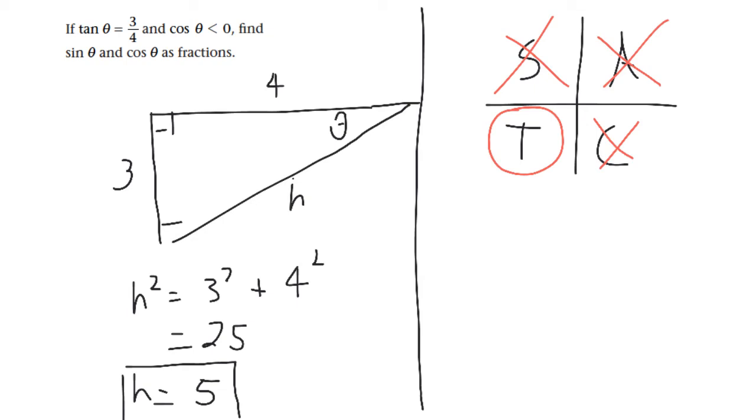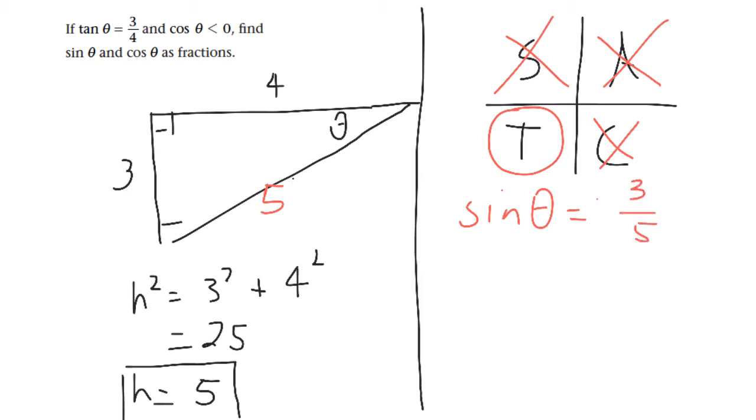Using our triangle here, and we'll get rid of that h and call it 5, because we've found that now. I'm going to say that sine theta is equal to our opposite 3/5, that being negative, of course.